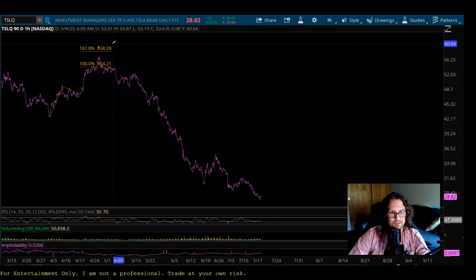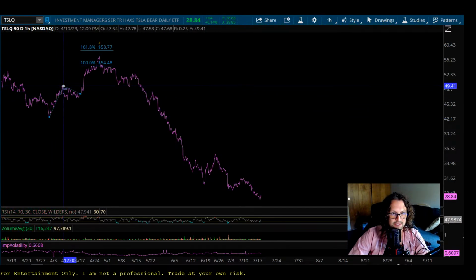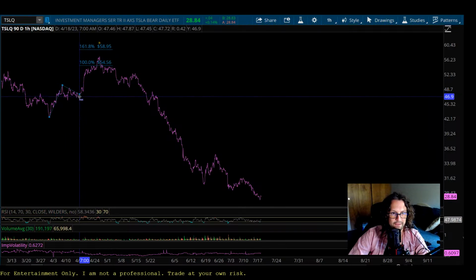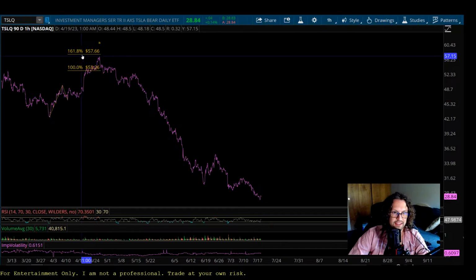And there you go. Between 100 and 161.8%. Maybe I got my magnets wrong through here. Let me clean it up best I can. And the low. Was it this low? I like that low better.